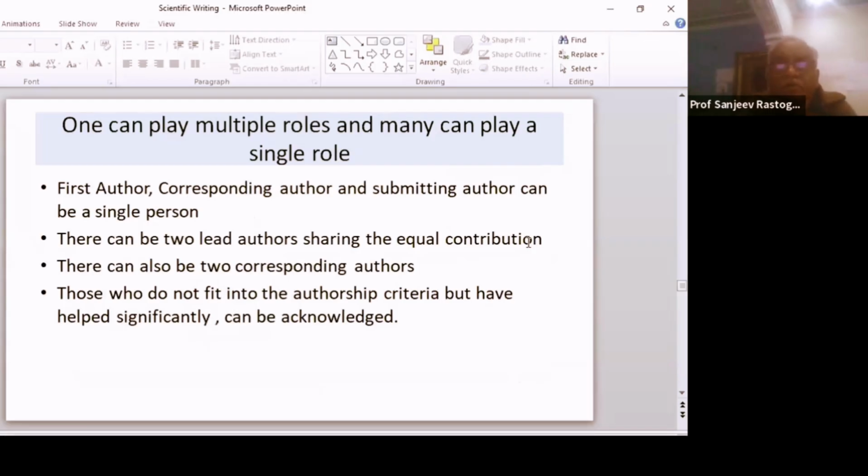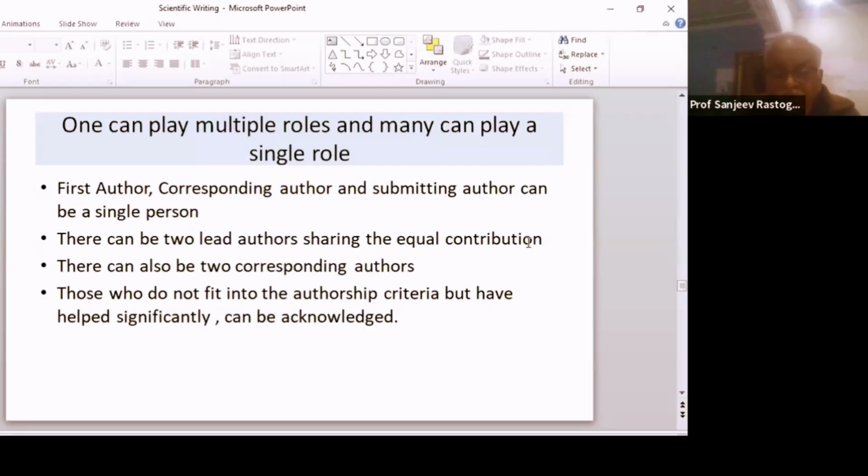So one person can play multiple roles, and many can play a single role also. First author, corresponding author, and submitting author can all be a single person. There can be two lead authors also. This is a very recent development. Initially, it was understood that there could be only one first author, but now it is understood that there can be two lead authors who share equal contribution. And there can also be two corresponding authors. This is also something important.